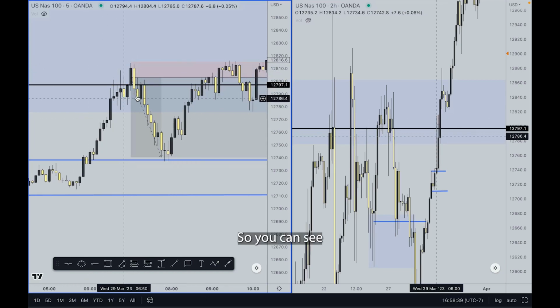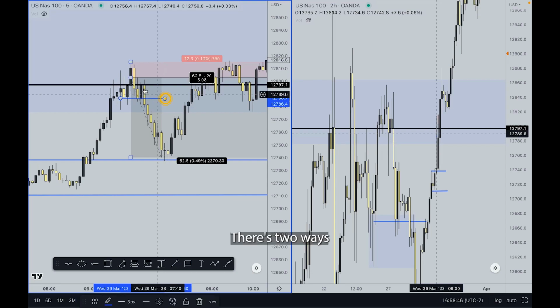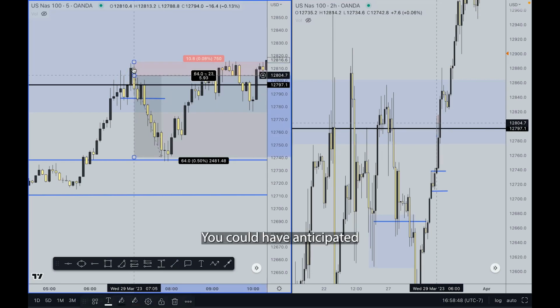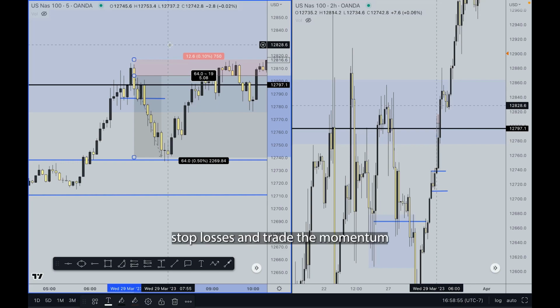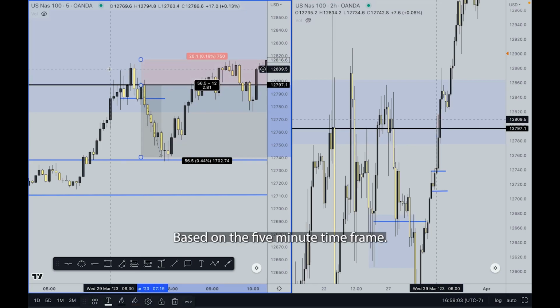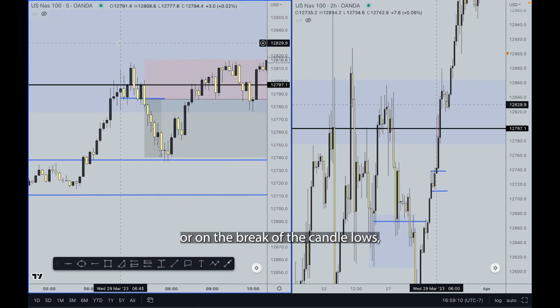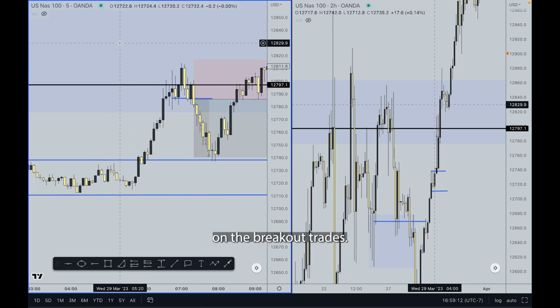So you can see this little lower time frame level right here. There's two ways you could have taken this. You could have anticipated this being the high based on the wick rejection, just entered. You know, that's okay to do. In those situations you can use tight stop losses and trade the momentum. Or you can wait for the little pullback, the little retest, which it did, based off the 5-minute time frame, okay? And you can enter on this retest of the resistance or on the break of the candle lows, just like I showed earlier on the breakout trades.